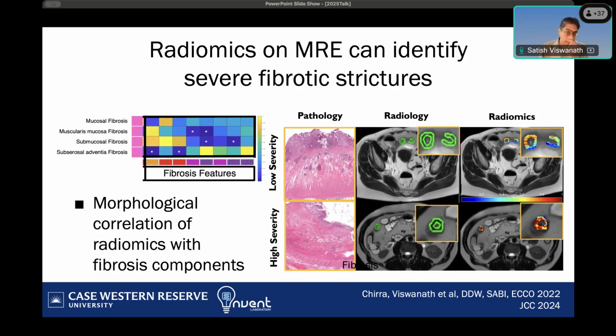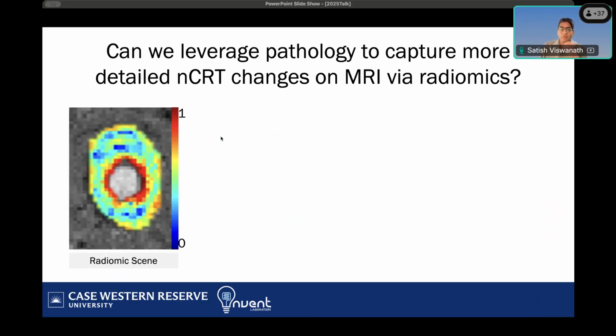So we could actually find that there were features associated with mucosal fibrosis or subserosal fibrosis, which were more closely linked to the radiomics compared to any of the other aspects. And that allowed us to take that information and build a better predictor. So this is one aspect. One is to essentially map it and try to correlate it, but can we do more? Can we try to use pathology to actually derive specific features from a radiomics perspective?